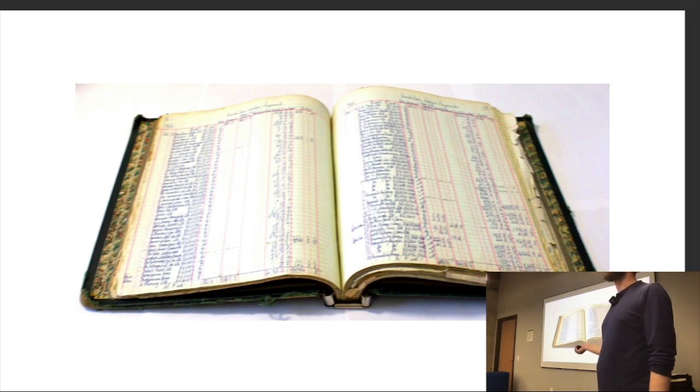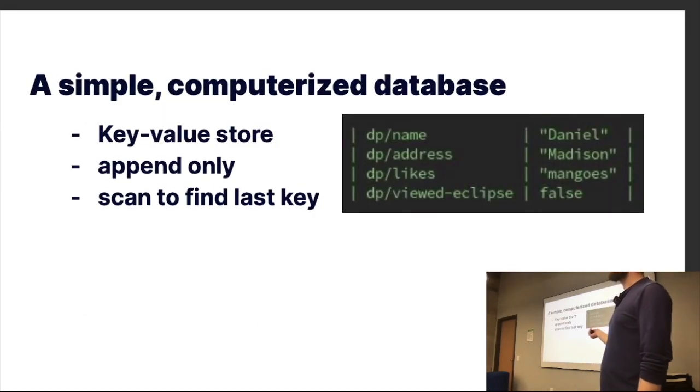But we're software engineers, or maybe we're not, but I'm here talking about computers. And so what we really care about is computerized databases. So I'm going to talk about a very simple database. It's just a key value store. It's append only, because appending to the end of a file is just about the cheapest, fastest way to store data. In this database, you just append a key and a value to the end of a file. And in order to look something up, you just scan to find the last occurrence of the key that you care about.